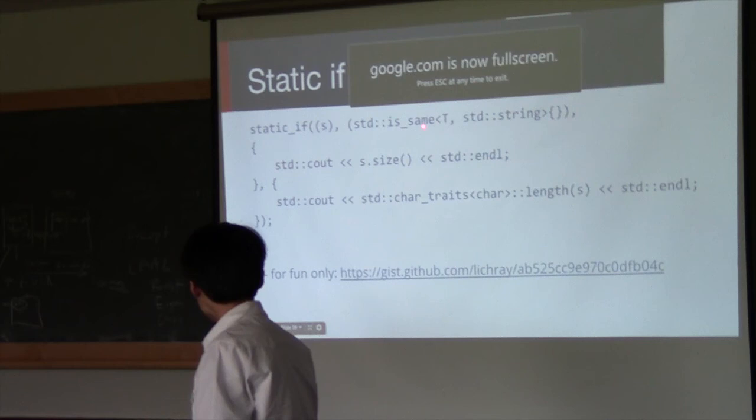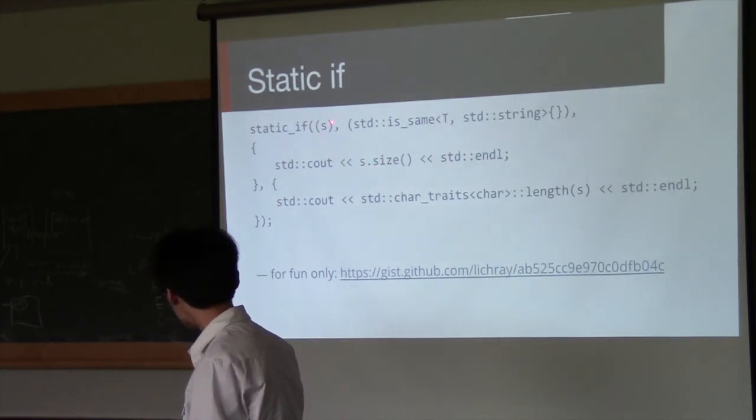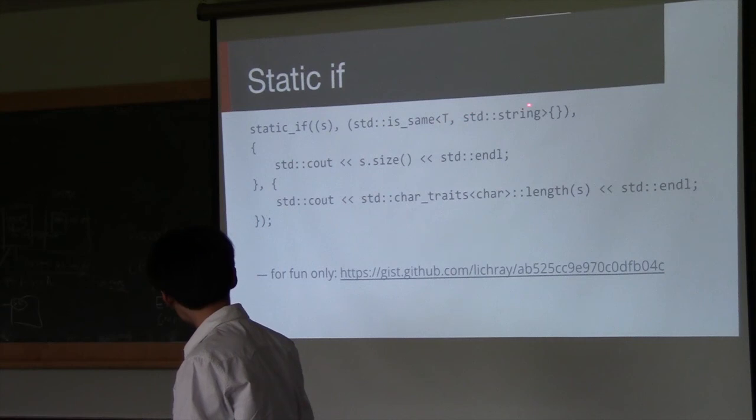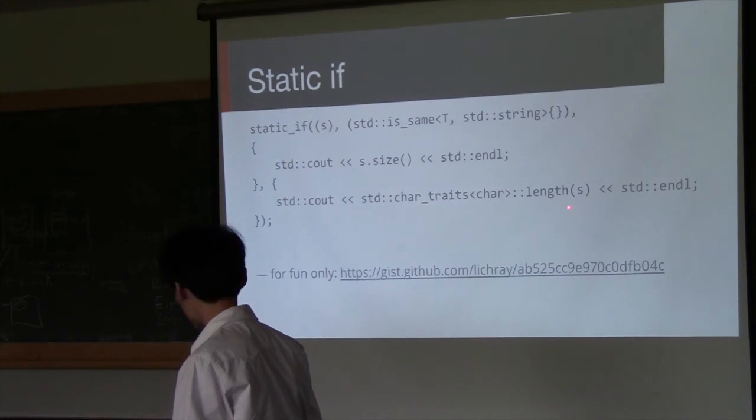So you can imagine, without the whole generic lambda trick, this will not compile, because a character string, a string literal, has no dot size member. And this one does not work on std::string.